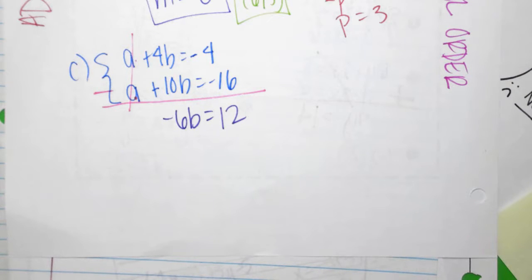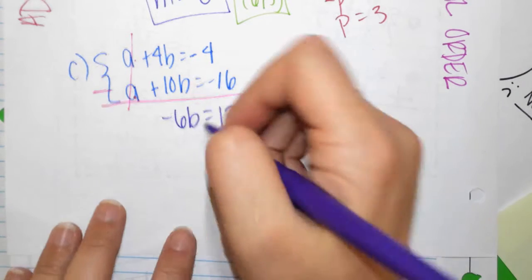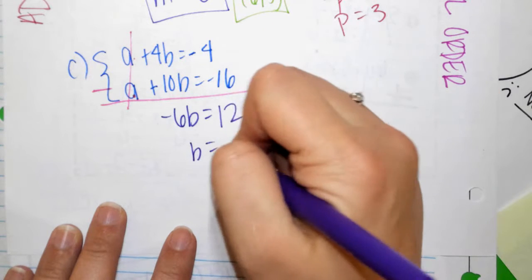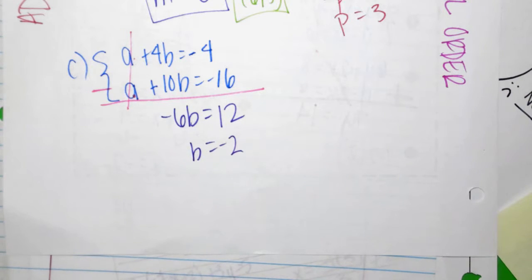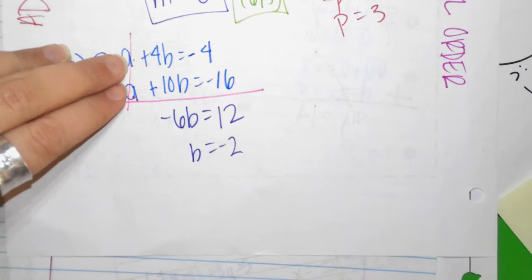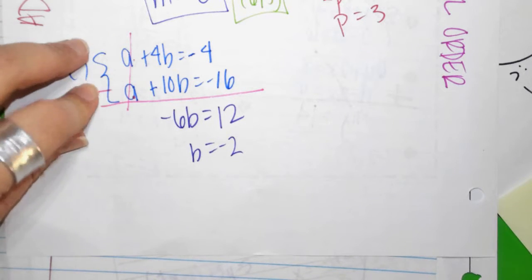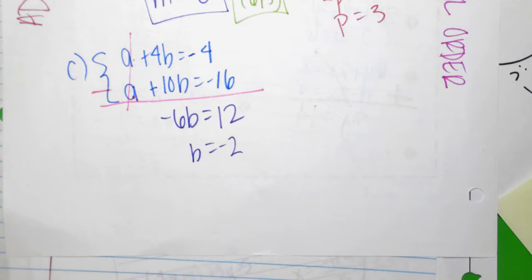Now what would we do? Then you divide. So, -6B equals 12, so B equals -2. Does everybody see how we got that? We subtracted because we have the same sign on the A. So both of these are positive. To eliminate, you have to subtract. Yes. On the same sign, you subtract.